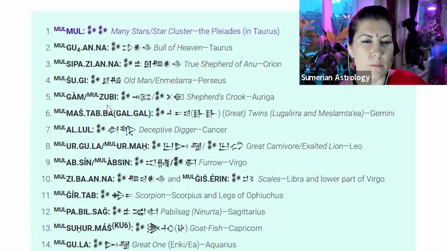Mul Gam or Mul Zubi. Gam means the shepherd's crook. Zubi basically means the same thing, and the shepherd's crook can now be found in the constellation of Auriga. Mulmash Tabagalgal, the great twins, Lugalirra and Meshlamtaea, which are now in Gemini.